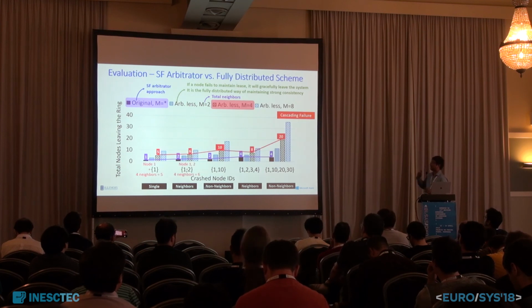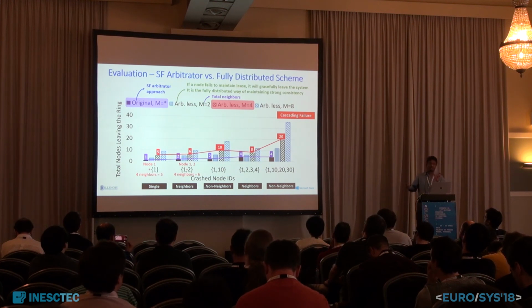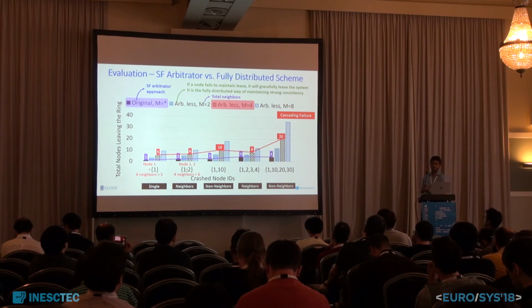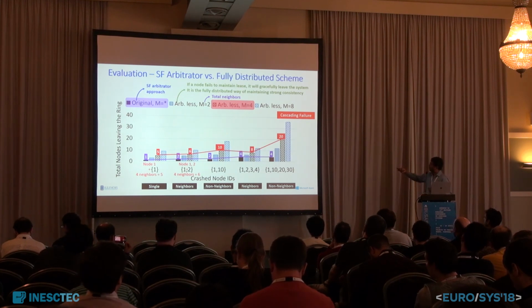On the other hand, in the arbitrator-less scheme, say when the total number of neighbors is 4, when we crash node 1, this node 1, along with all its 4 neighbors, that means a total of 5 nodes, were forced to leave the system. And this number increases when the number of failed nodes increases. Therefore, it is prone to cascading failure.